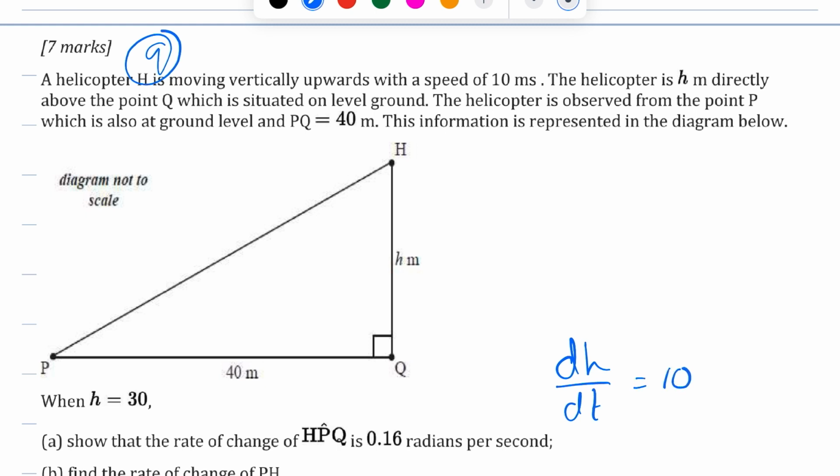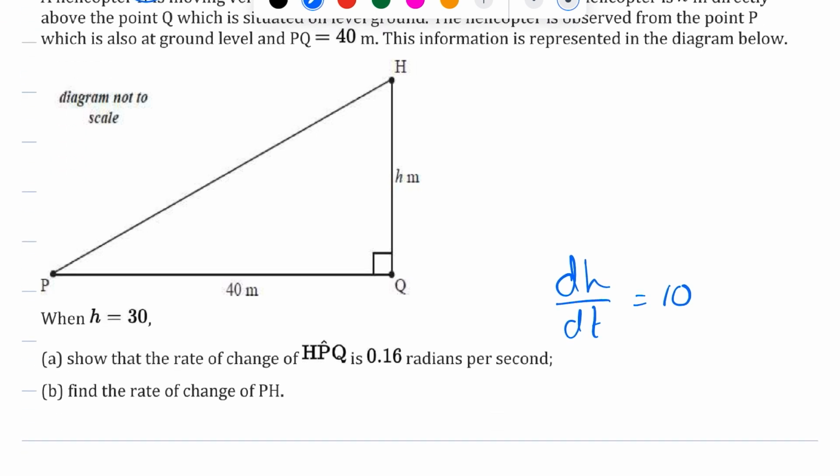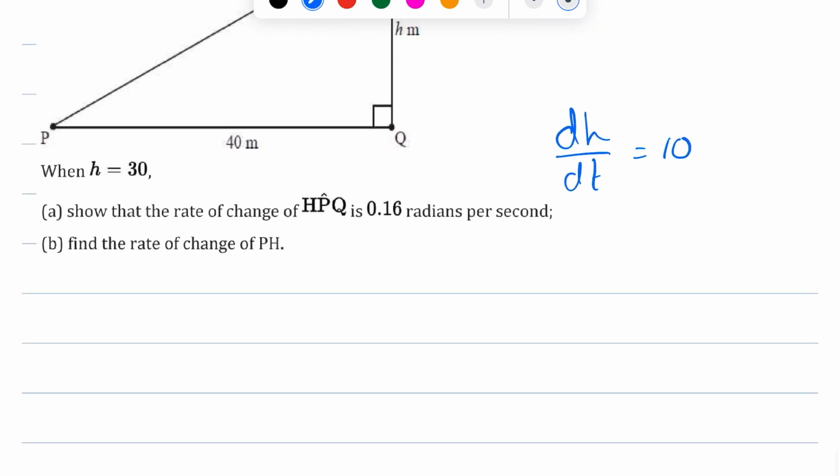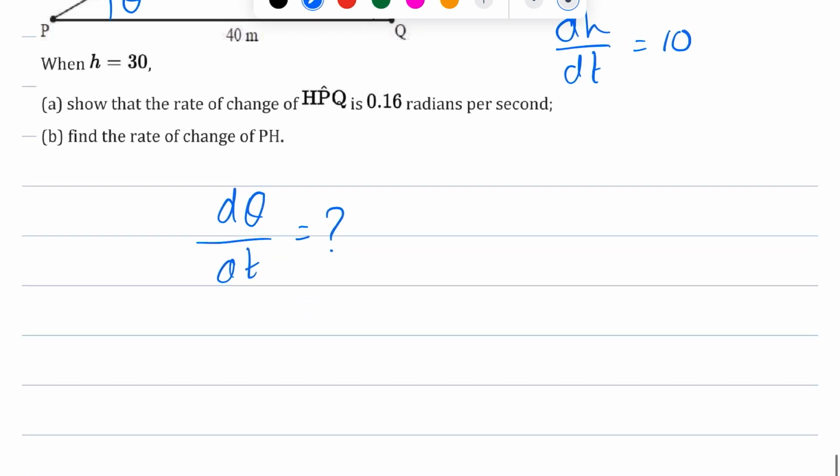The helicopter is h meters directly above the point Q, which is situated on level ground. The helicopter is observed from a point P, which is also at ground level, and PQ equals 40 meters. The information is represented in the diagram. When h equals 30, show that the rate of change of angle HPQ is 0.16 radians per second. So this angle is theta, and we have to find d theta by dt, which should be 0.16.